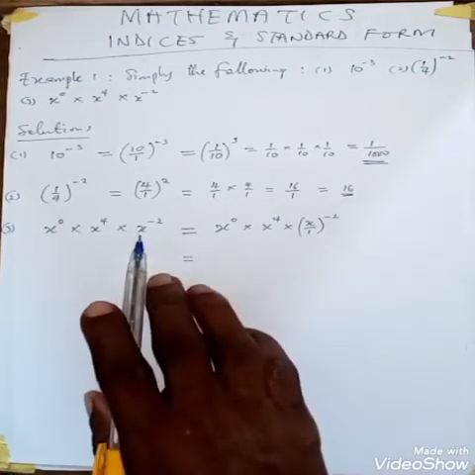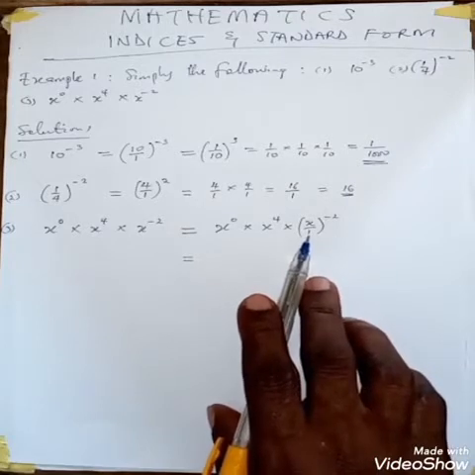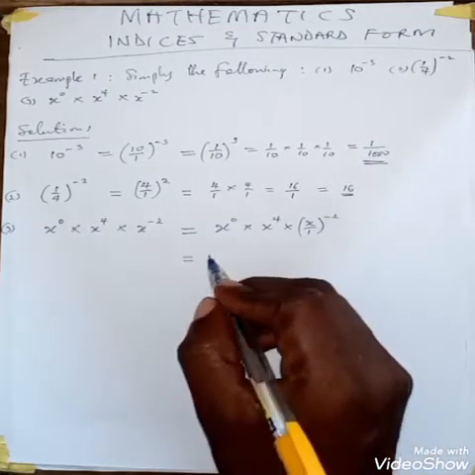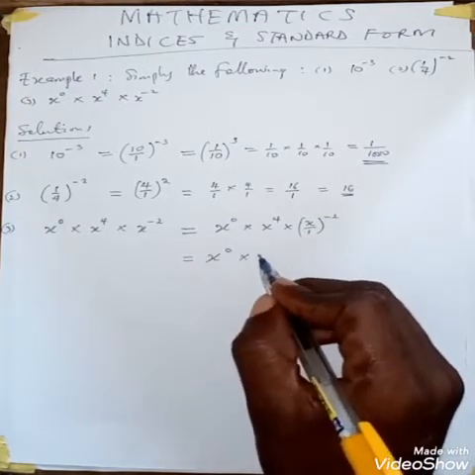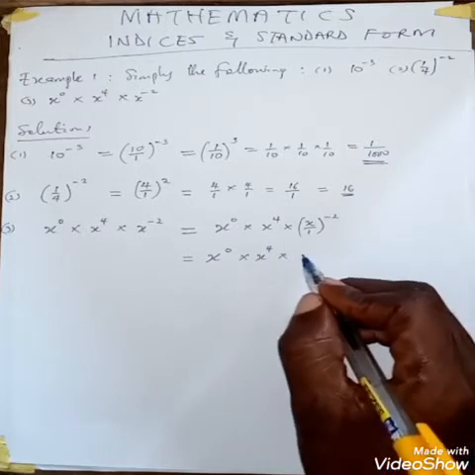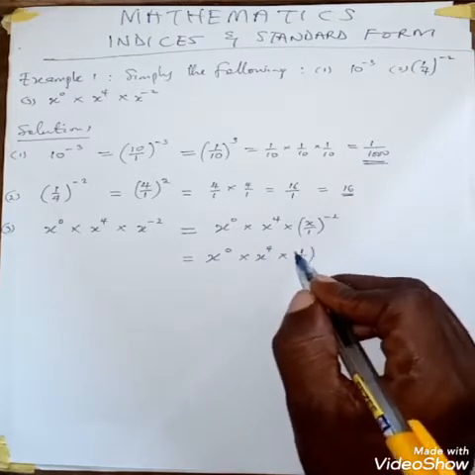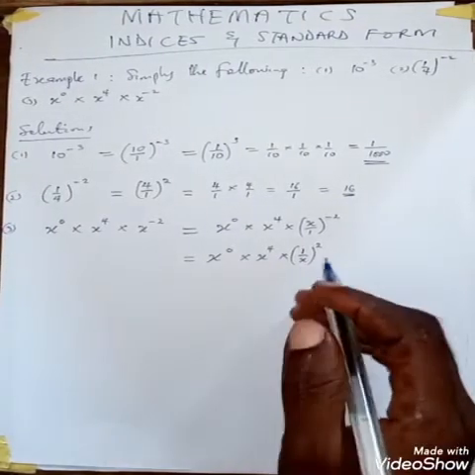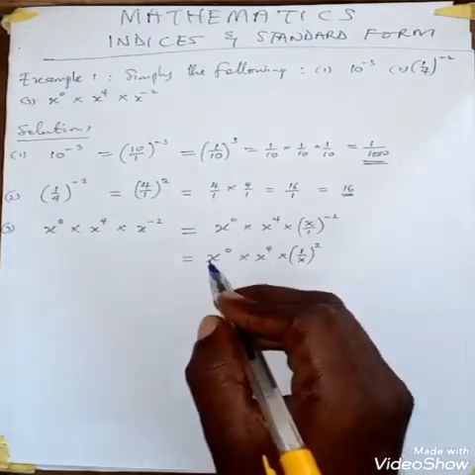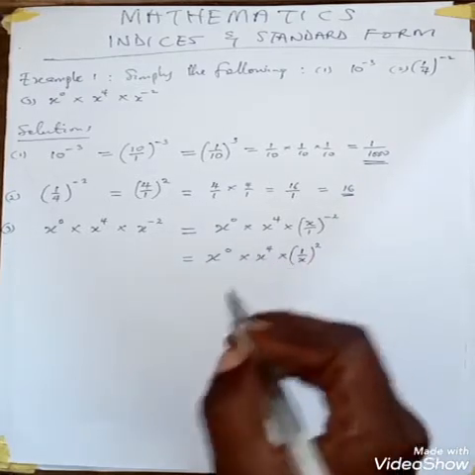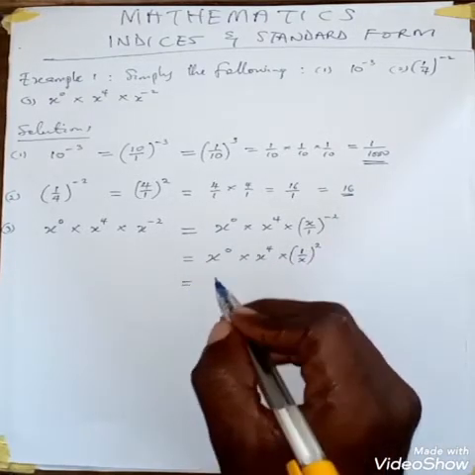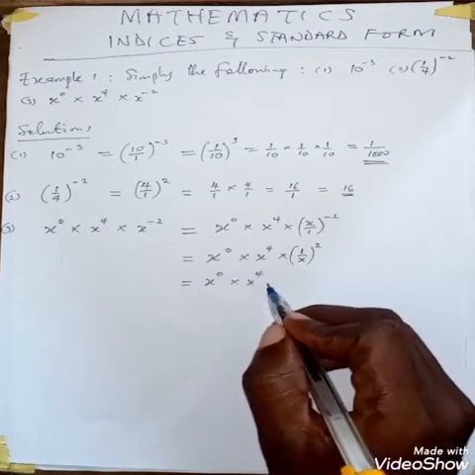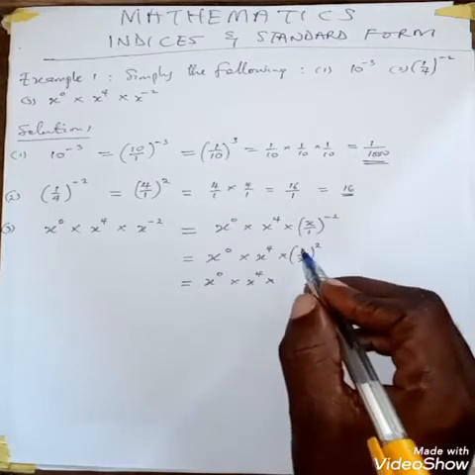Now that the base exists as a fractional number, it will be very easy for us to eliminate the negative sign. So that becomes x raised to power 0 multiplied by x raised to power 4 multiplied by 1 over x raised to power 2. Now we want to complete this before we consider everything in general. So this is the same thing as saying x raised to power 0 multiplied by x raised to power 4 multiplied by, remember what this means.